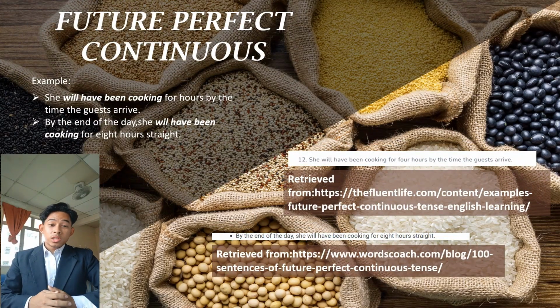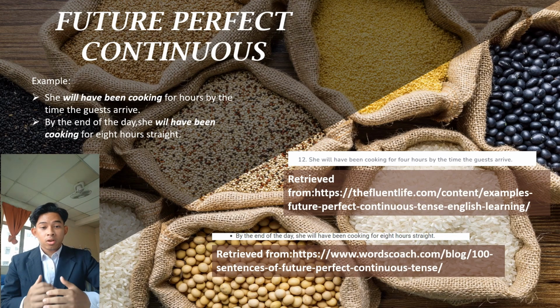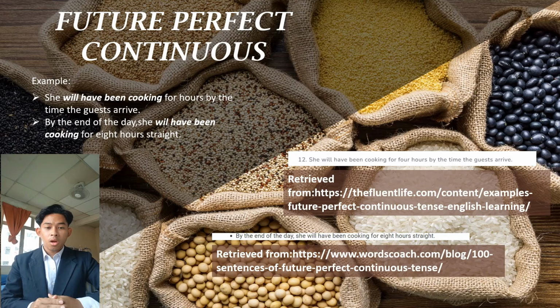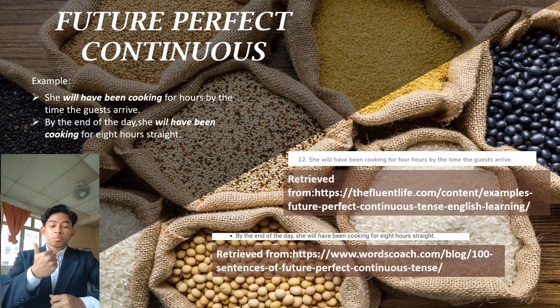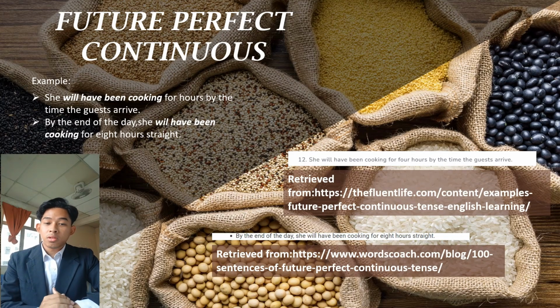Lastly, the future perfect continuous tense. The definition of future perfect continuous tense is a verb tense that describes an action that will continue up until a point in the future. So how do we know the sentence is using future perfect continuous? The sentence must have "will have been" plus the present participle of the verb. So let's look at the examples.